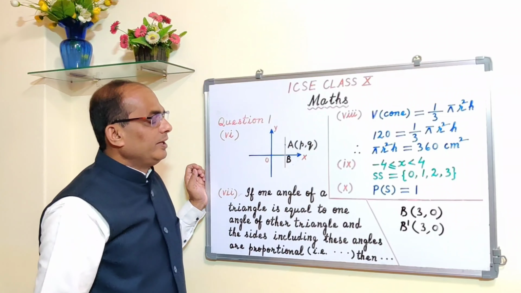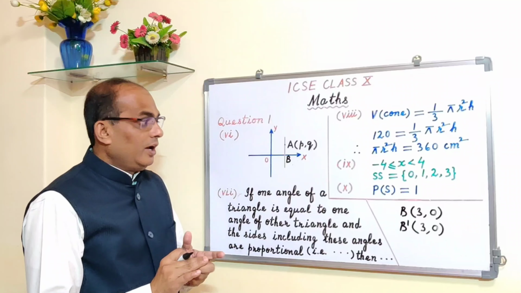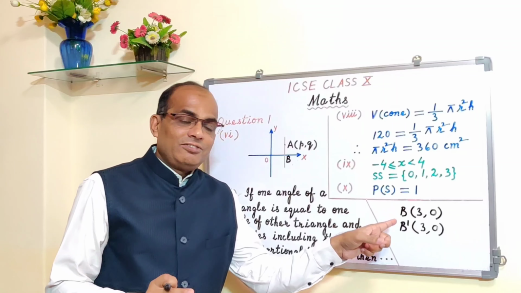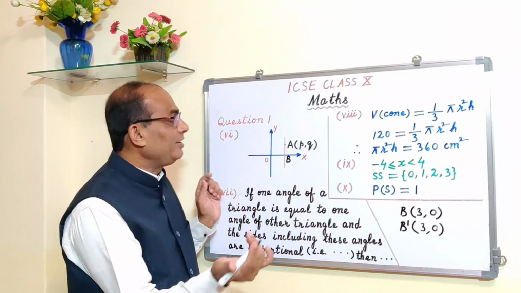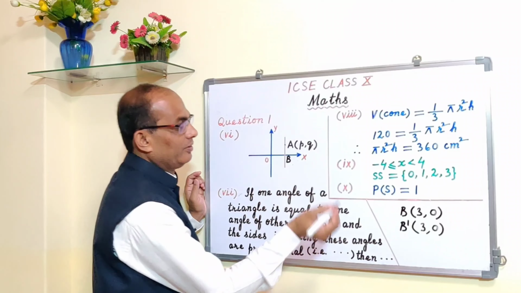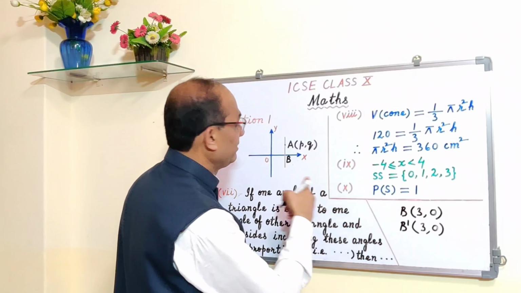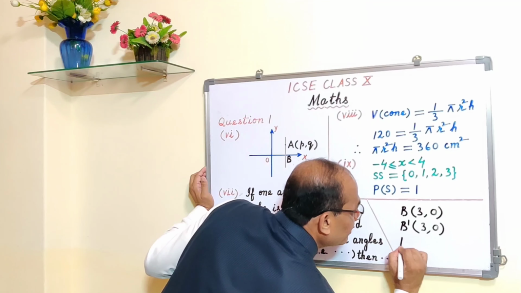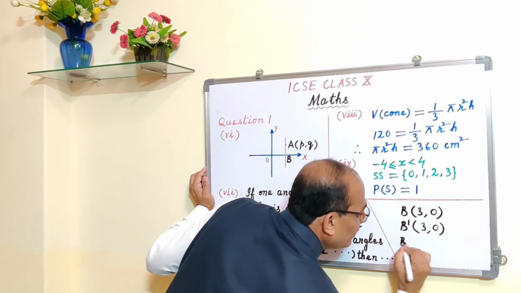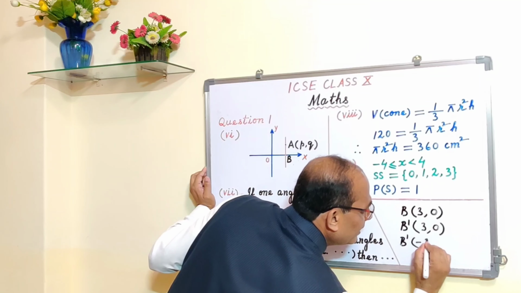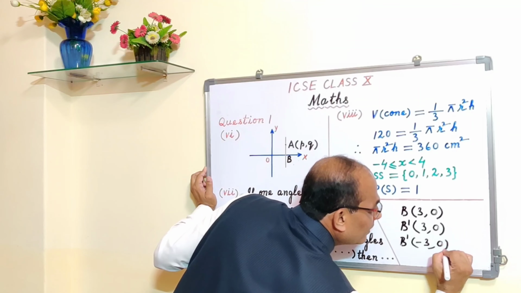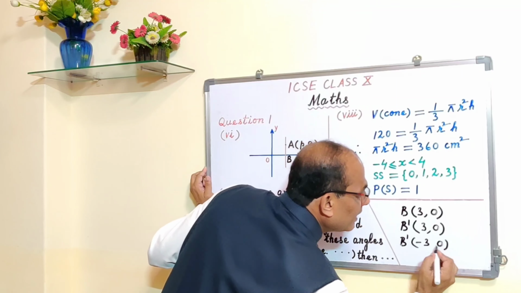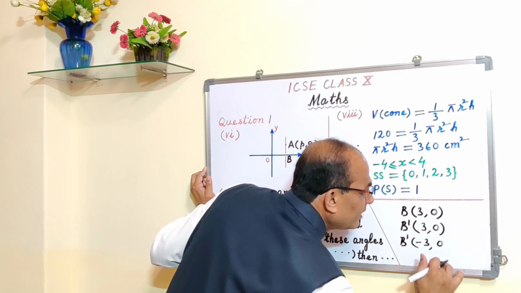It will be (3, 0) only. Now see the point B. When it is reflected in the y-axis, B dash is (-3, 0). Alright, if it is reflected in the y-axis, B dash will be (-3, 0). Okay? Are you okay with it?